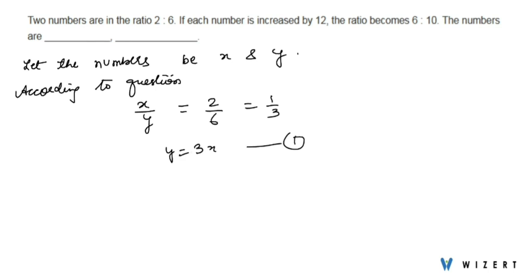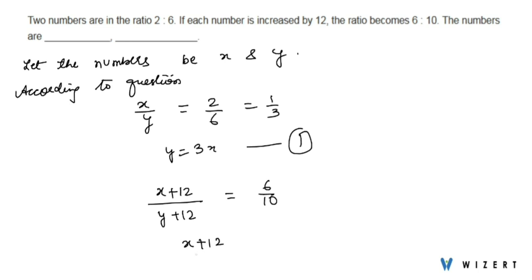And also it is given that if each number, this x and y, is increased by 12, if this number x is increased by 12 and also y is increased by 12, then this ratio becomes 6/10. So from here, if we solve this, this will be equal to x plus 12 by y plus 12 is equal to 3/5. Now let's cross multiply it and we'll get 5x plus 60 is equal to 3y plus 36 from here.